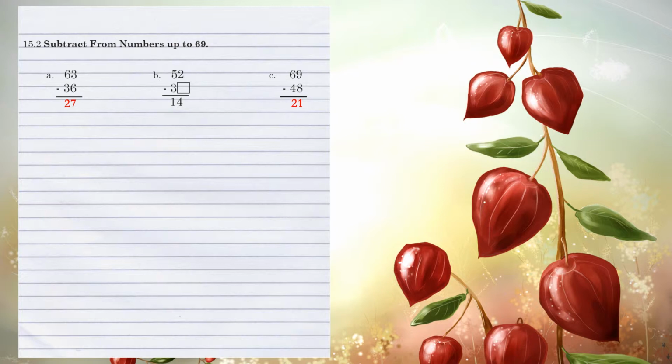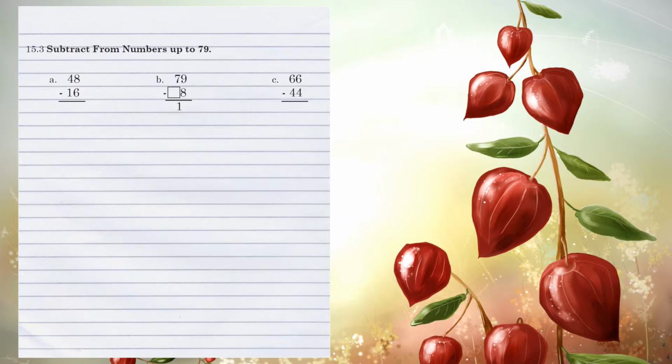Let's look at example B. 2 minus what number equals 4? Well, there's nothing we can subtract that's going to equal 4. So that means at some point we had to borrow and make that 5 a 4 and make that a 12. So now let's look. 12 minus what number equals a 4? That means our missing number is an 8.